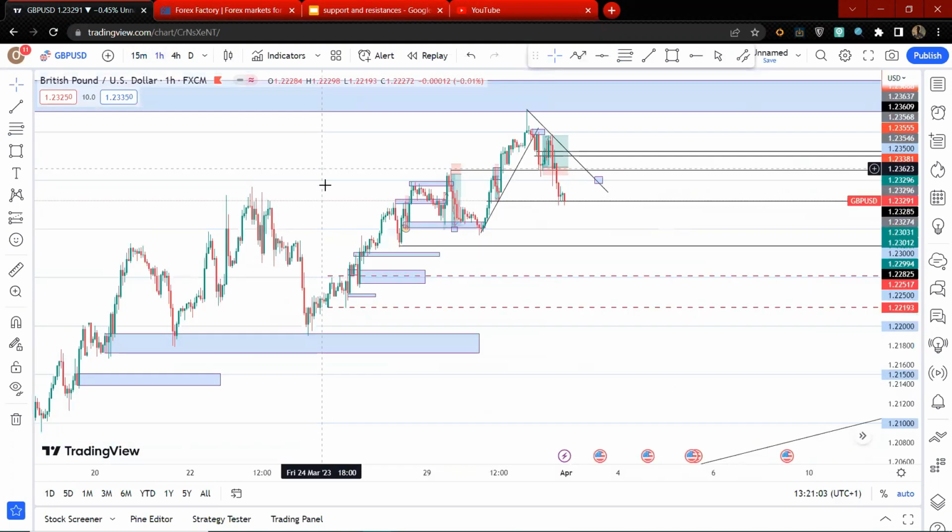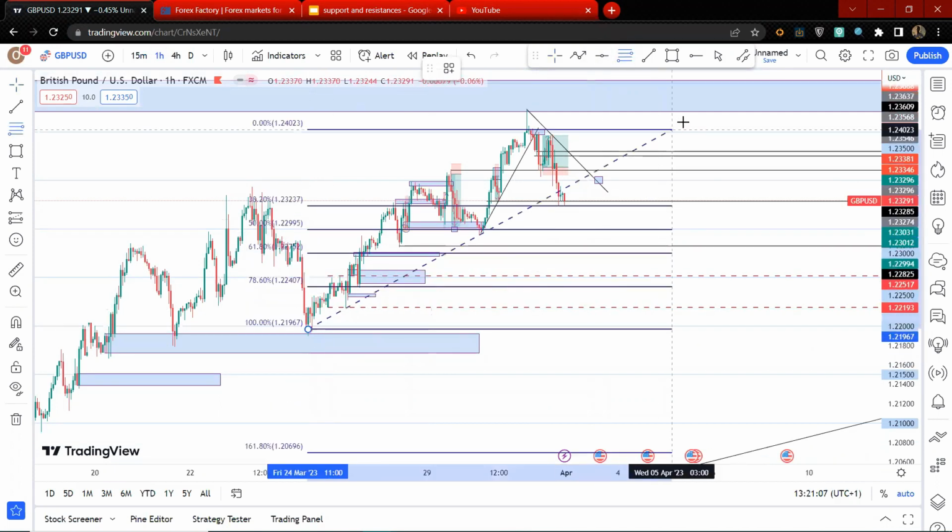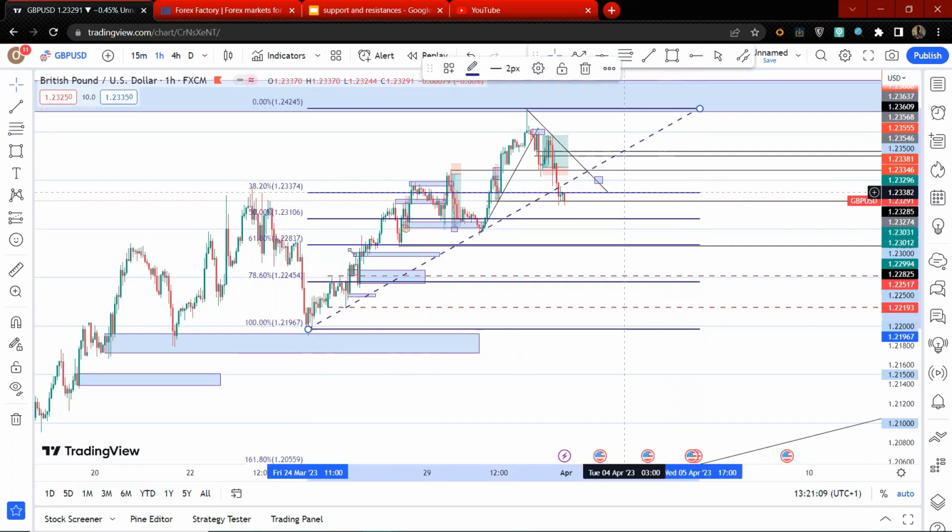Let me pull another fib in case we have to continue selling. Let's see. So it can come up to this down level where this blue line is. We already marked it out. I think there's an order block down there.